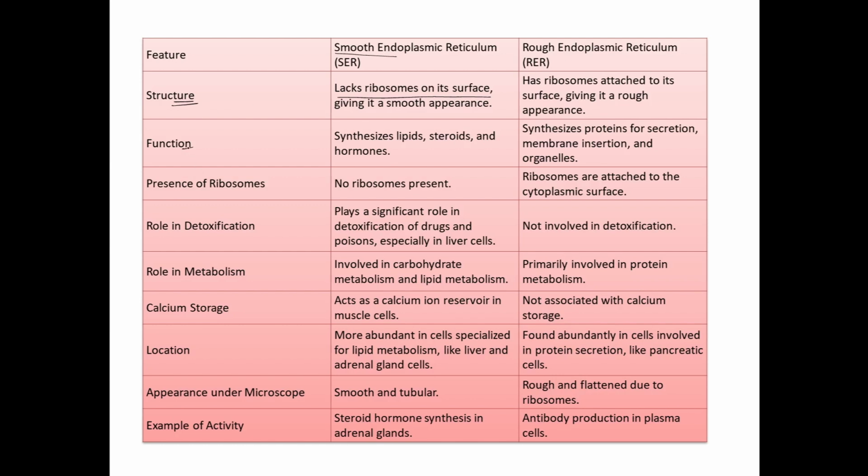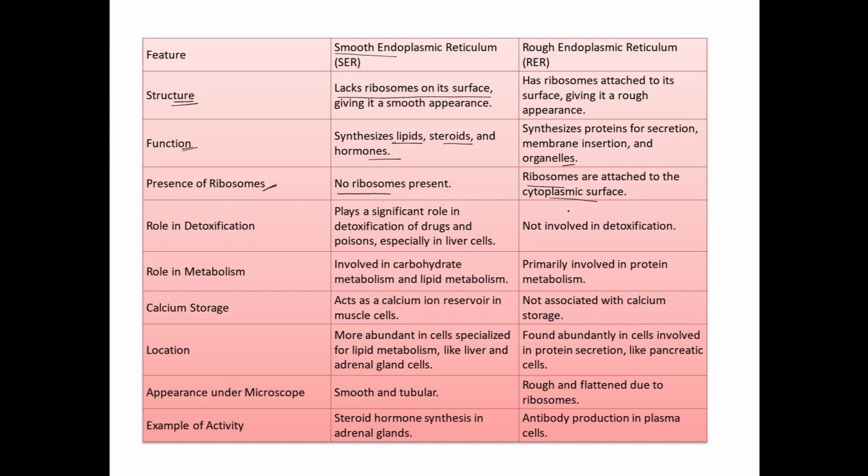When we talk about function, smooth endoplasmic reticulum synthesizes lipids, steroids and hormones, whereas rough endoplasmic reticulum synthesizes protein for secretion, membrane insertion and organelles. We have already discussed that smooth endoplasmic reticulum has no ribosomes, whereas rough endoplasmic reticulum has ribosomes attached to its cytoplasmic surface, right?